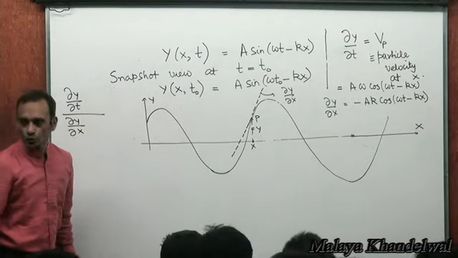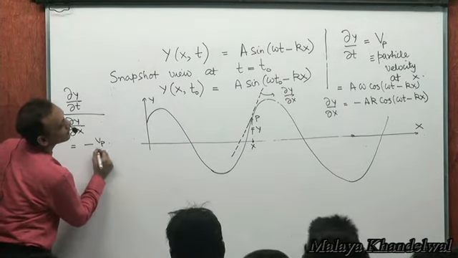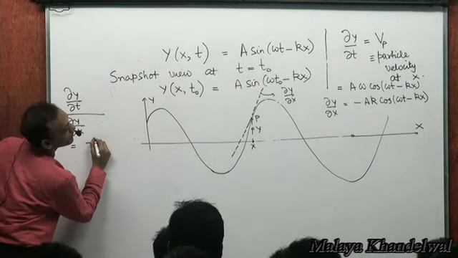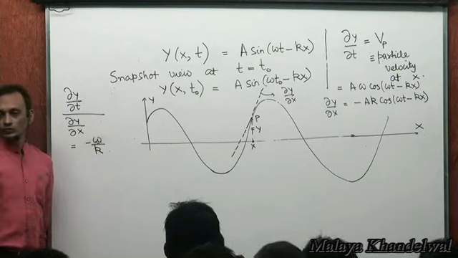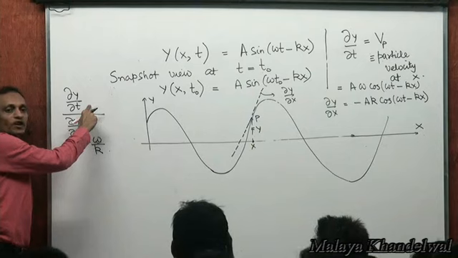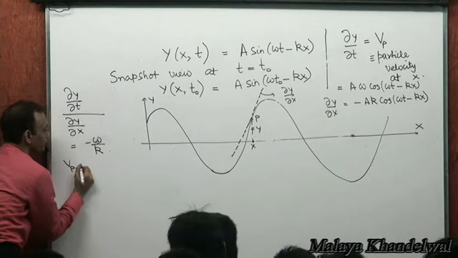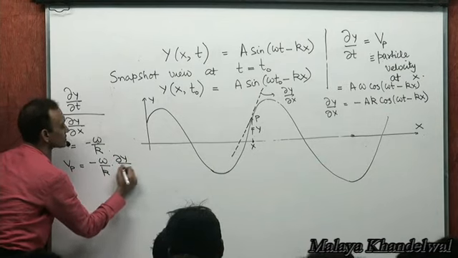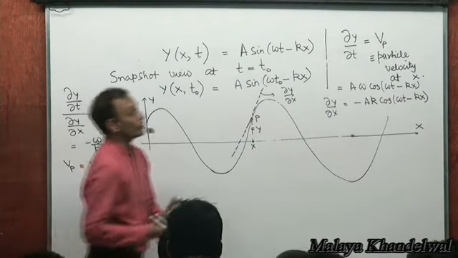Dou y dou t divided by dou y dou x. What will I get? Minus Vp. That will give me minus omega by k. Yes or no? But dou y dou t is particle velocity Vp. Vp then is minus omega by k into dou y dou x. Yes or no? So far so good, right?